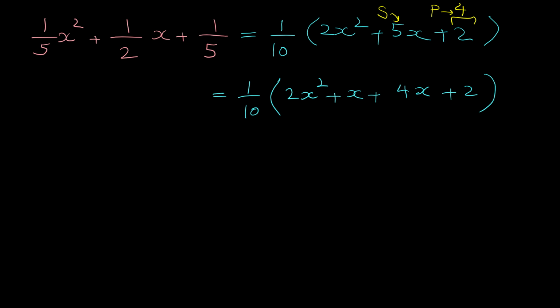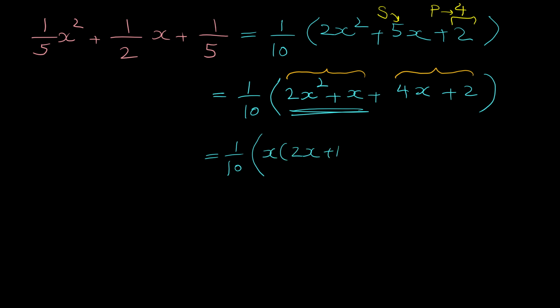Now, if you pay attention, if we consider these two terms as a group and these two terms as a group, we can factor something from each group. From the first two terms, we can factor x. Then we have 2x plus 1. From the next two terms, we can factor a 2, and then we have 2x plus 1 again.